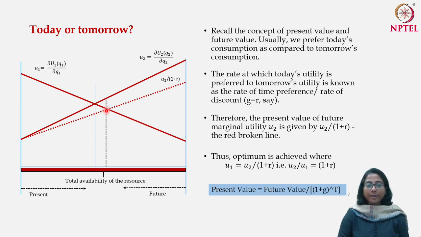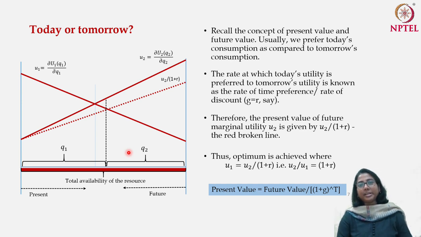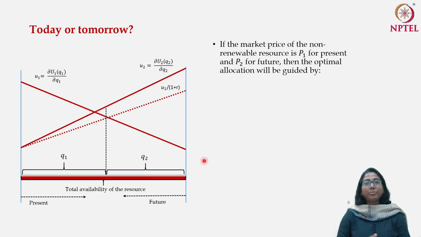So if this is the point of equality between U1 and U2 by 1 plus R, this is this Q1 amount. Now I am measuring it from the left hand side. This Q1 amount is what you can extract and use today, and the Q2 amount, which is measured from the right, should be extracted and used tomorrow, so that the present value of the marginal utility of both the periods actually remains the same. We are left with one more question.